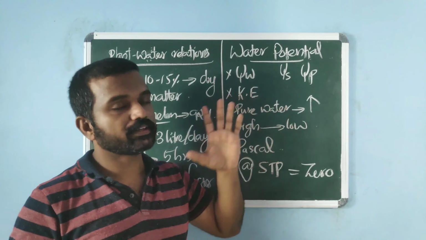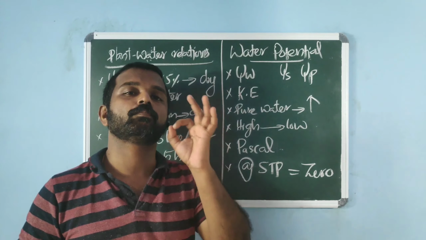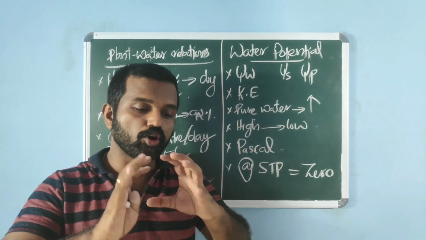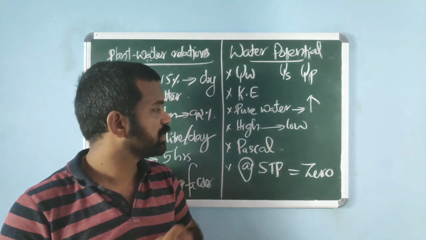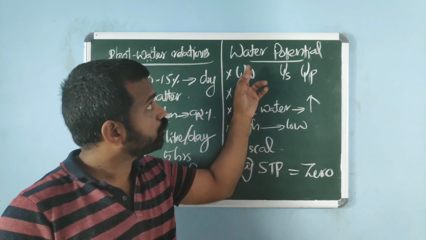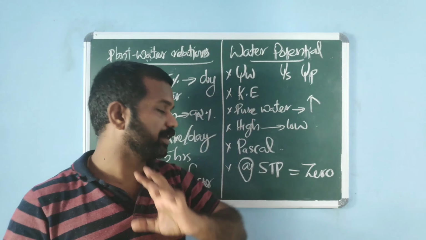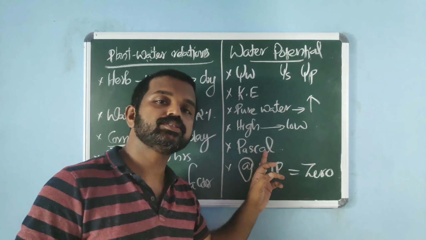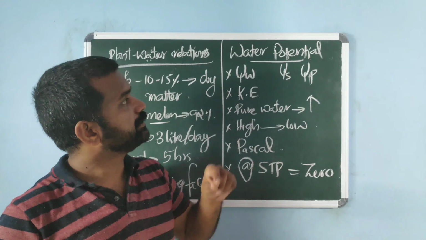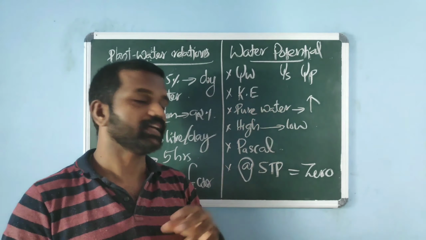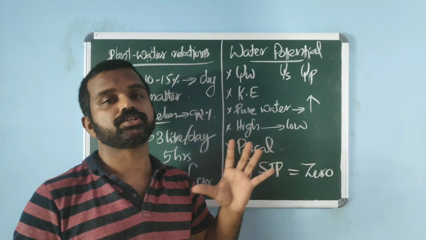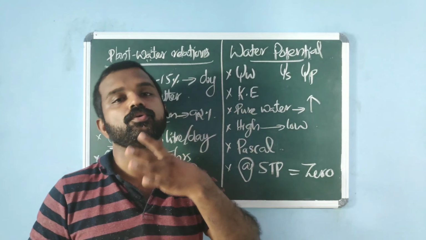Then, pure water has the greatest water potential. Water molecules have maximum kinetic energy in pure water. Water potential is expressed in pressure units, that is Pascal. By convention, the water potential of pure water at standard temperature and pressure is taken to be 0.